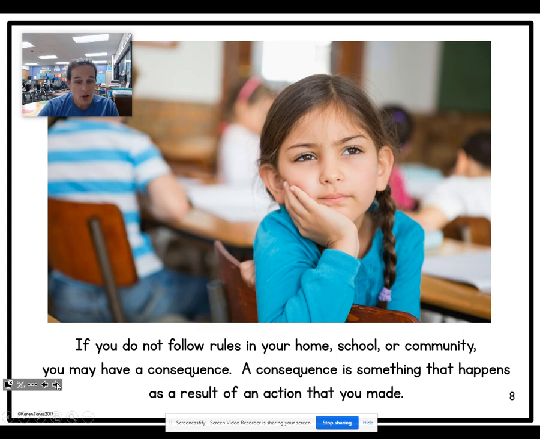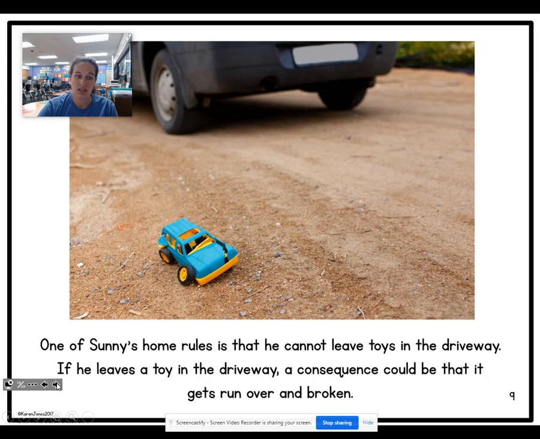If you do not follow the rules, you may have consequences. A consequence is something that happens as a result of an action that you made. One of Sonny's home rules is that he cannot leave his toys in the driveway. If he does, the consequence is it could get broken. Look at his toy. The car ran over it.